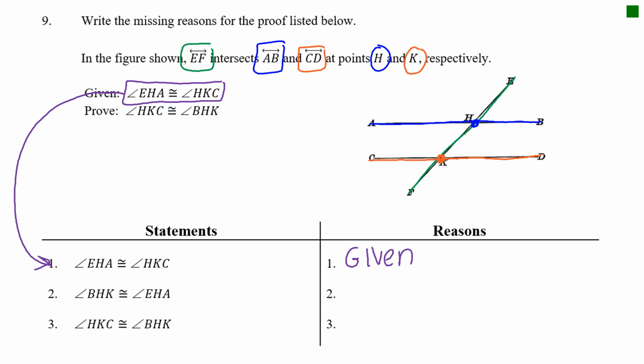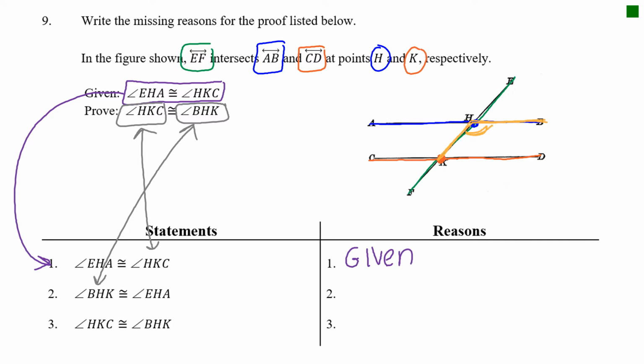Now this makes sense because keep in mind what we're trying to prove is that HKC is congruent to BHK. So it makes sense that we're going to want to say something about both of those angles. Notice that in the first statement, we make a statement about HKC. So then it makes sense that we're going to want to say something about BHK in our next statement. And they're telling us that they're congruent to each other. So let's trace them out in the graph to figure out why. Looking at BHK, start with B, go to H, then go to K. That's this angle right here.